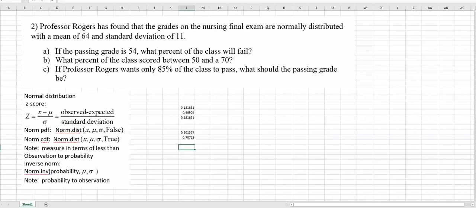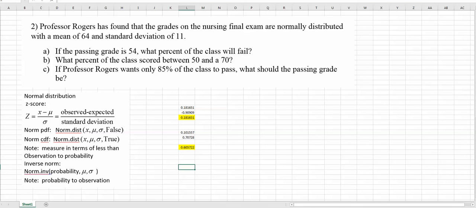Okay, and then to find the percent actually between those two values, then I want to subtract. So in other words, what this is saying is 10% of my data falls less than 50, 70% of my data falls less than 70. So to get between 50 and 70, that's where I'm subtracting the two numbers. So big number minus the small. And so I get exactly 60% between those two numbers. And I'll go back and highlight this.